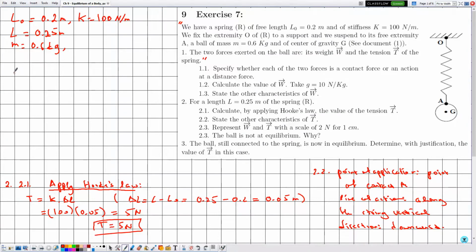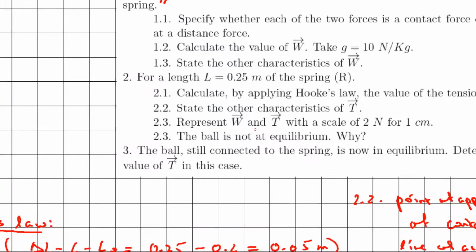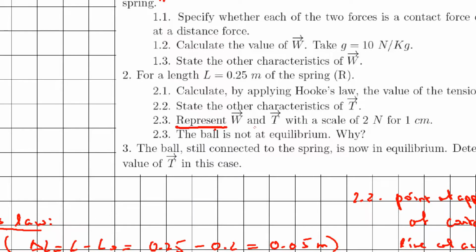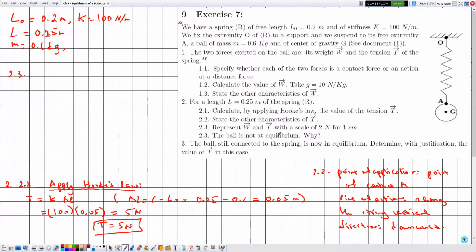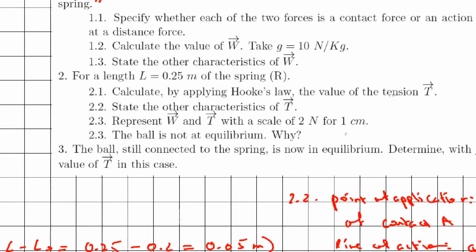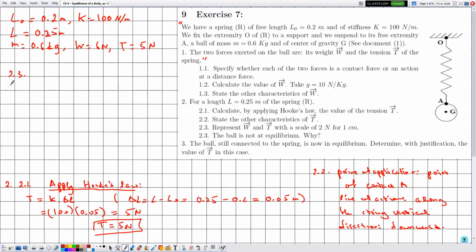Now as for 2.3, by represent it means that we need to draw. In order to draw the forces W and T, we need to have the length of these forces. We know their magnitudes because the magnitude of the weight is 60 newtons, whereas the tension is equal to 5 newtons. And to determine the length, this is done by the conversion, which is the scale, knowing that each 1 centimeter corresponds to 2 newtons. So this is the conversion.